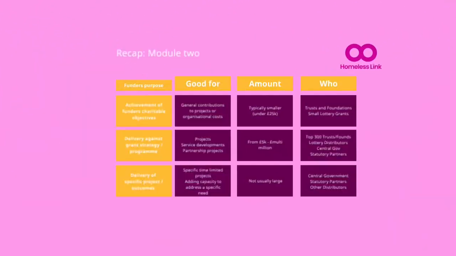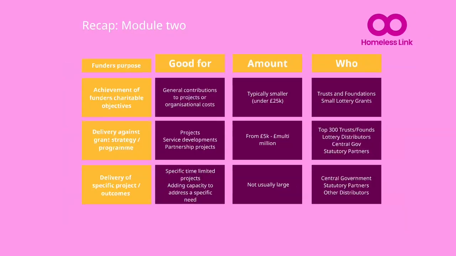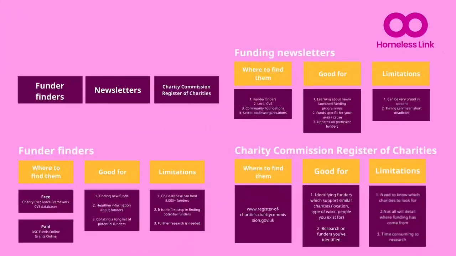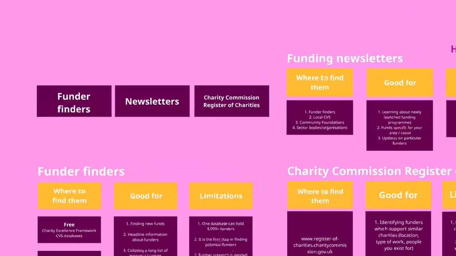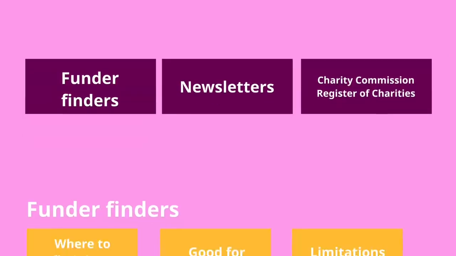In Module 2, we learned about different groups that make grants and the reasons that they do. Knowing what funding you are looking for will determine where you need to focus your search, as they can be found in different ways. There are three main ways to identify grant funds: funder finders, newsletters, and the Charity Commission Register of Charities.